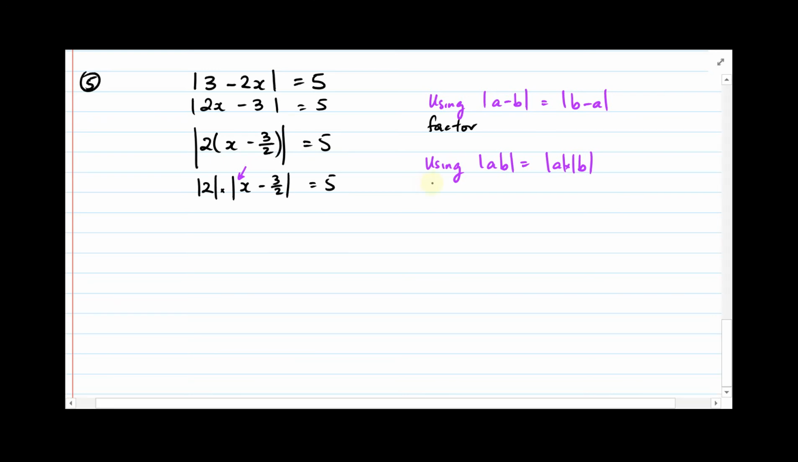So let's simplify. Absolute value of 2 is just 2. Times the absolute value of x minus 3 over 2. I guarantee that once you know the steps, it will become a bit shorter. Let's divide throughout by 2. And in doing that, I get the absolute value of x minus 3 over 2 is equal to 5 over 2.